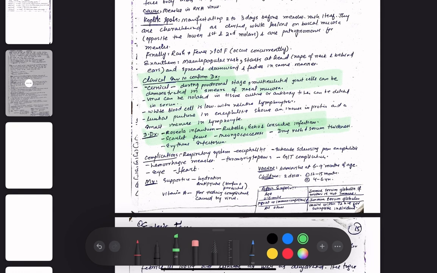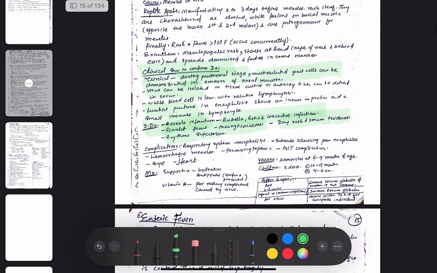The same features also appear in this, but specifically in measles there is high grade fever and complex spots, which later change to rashes behind the nape of the neck, the ear, and the chest and arms. The complications of measles are respiratory system complications, encephalitis and subacute sclerosing panencephalitis, hemorrhagic measles, thrombocytopenia, GIT complications, eye complications, and heart complications.